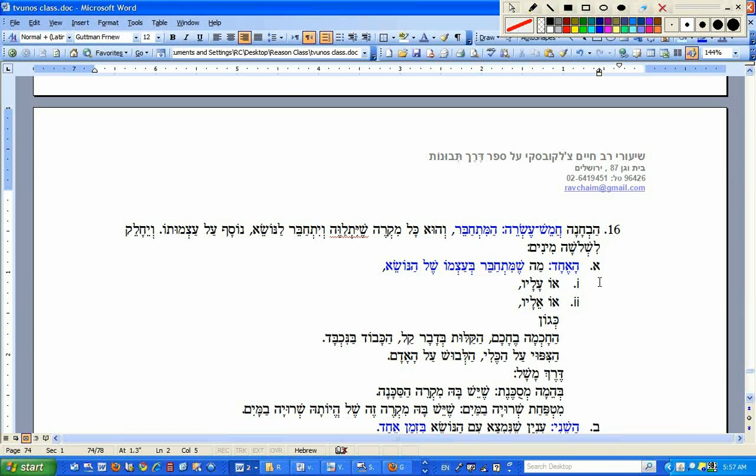Havchana Chameshesrei, the 15th type, is called a Meschaber. A Meschaber means it's something that's attached to the nose. And he's going to describe different types of attachments. Let's see how he spells that out. V'hu kol mikra sheyislava v'yischaber v'nose. It's any mikra. Now the word mikra is going to be a key word.